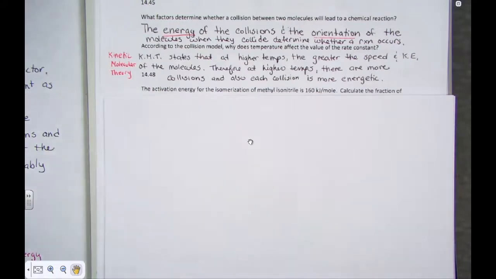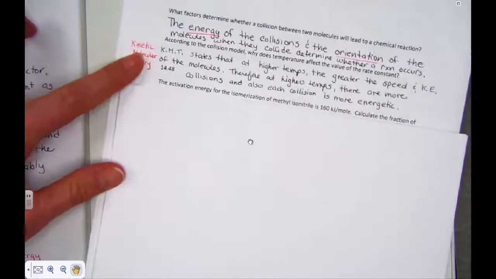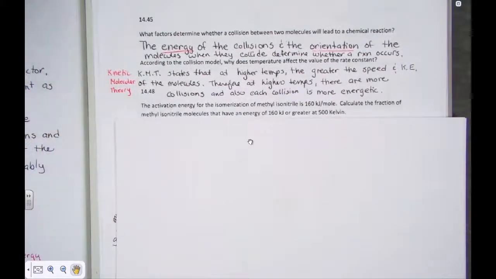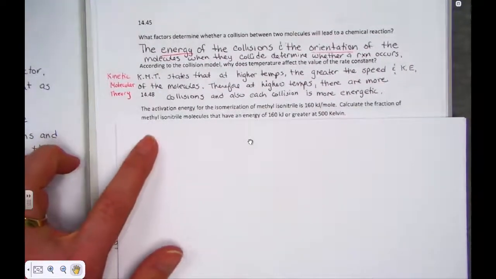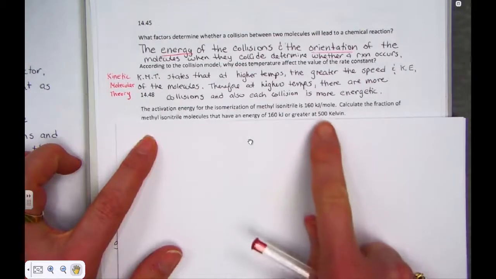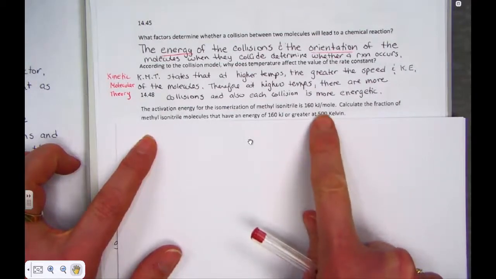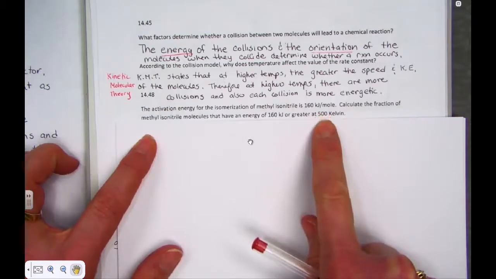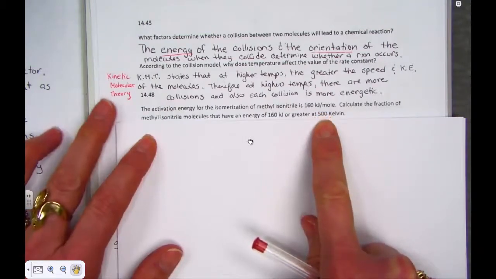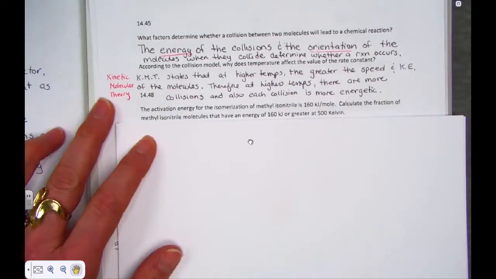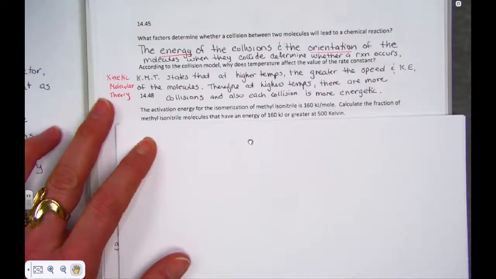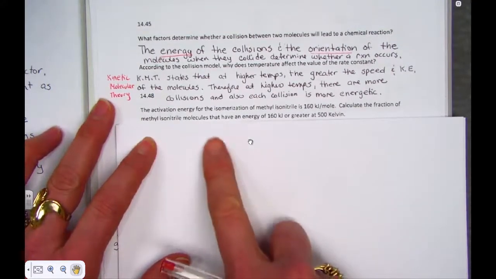Number 48, when ready. The activation energy for the isomerization of methyl isonitrile, again, hear these great organic names. Activation energy is given as 160 kJ per mole. Calculate the fraction of methyl isonitrile that will have an energy of 160 kJ or greater at 500 Kelvin.